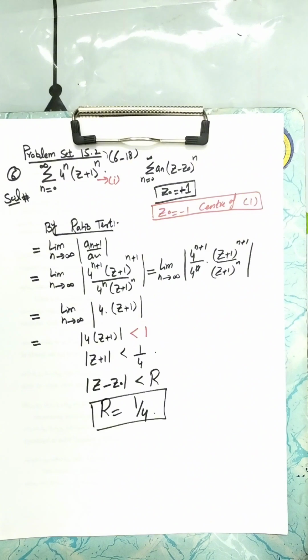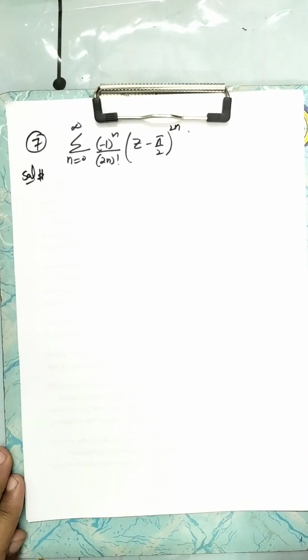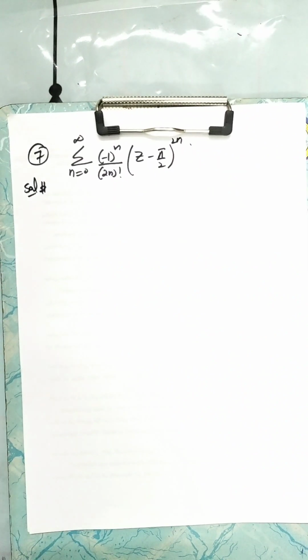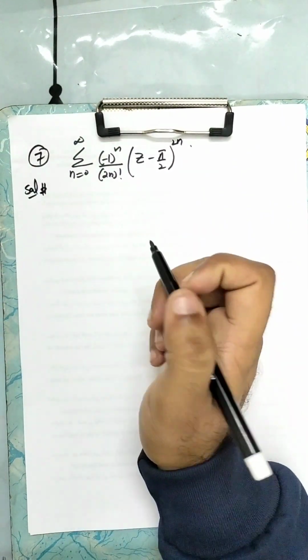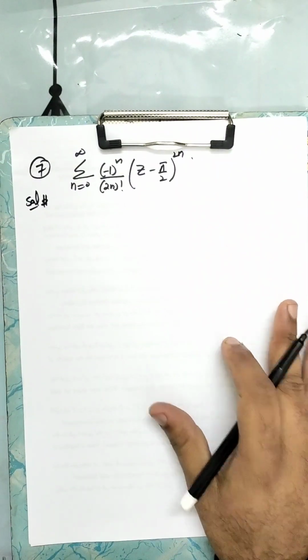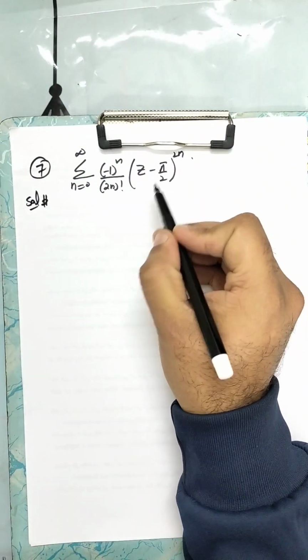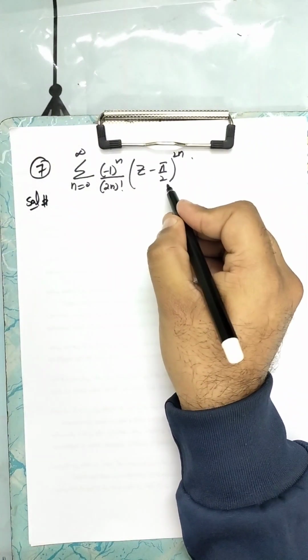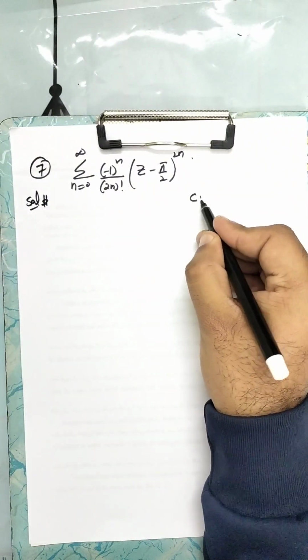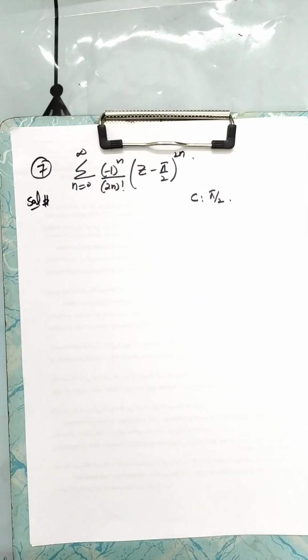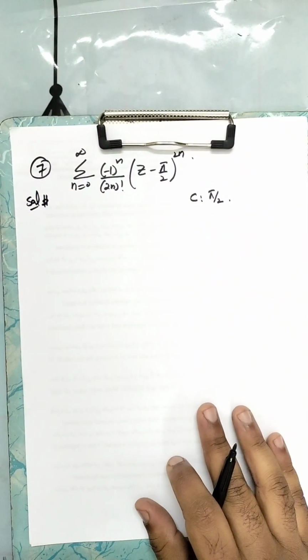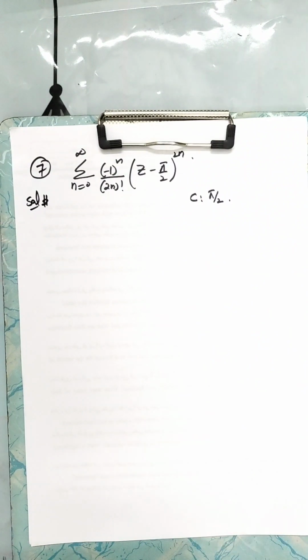Now we solve the next question, question number 7. Again, first we calculate the center, and the center is simple. Here the center is pi by 2, just comparing z minus z naught with the original power series.